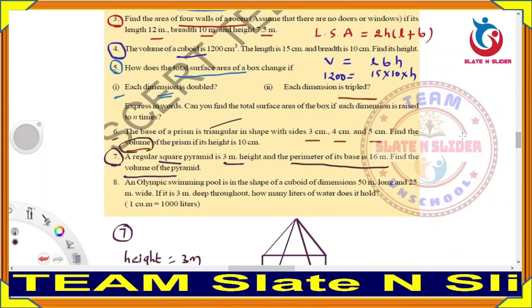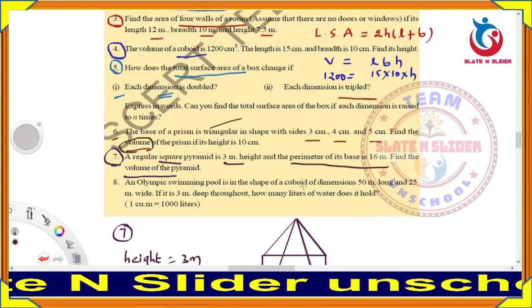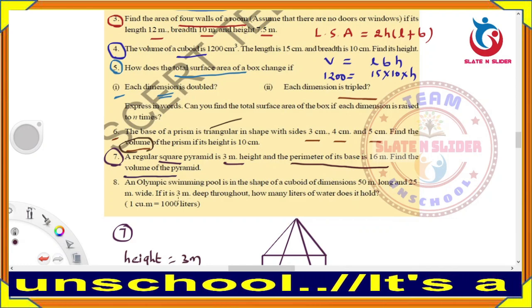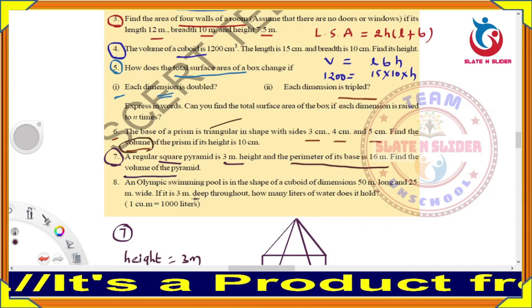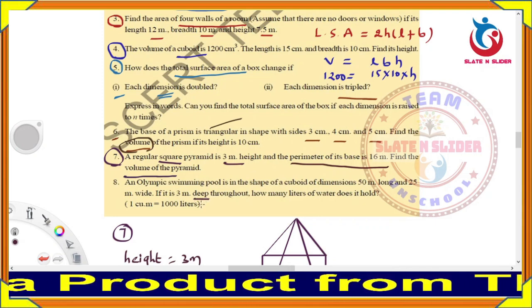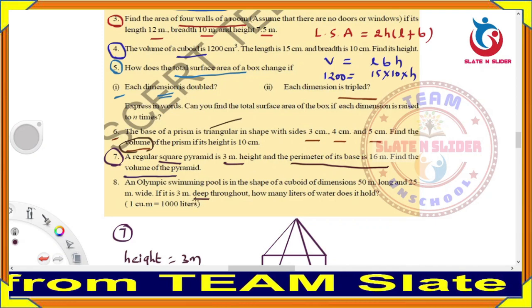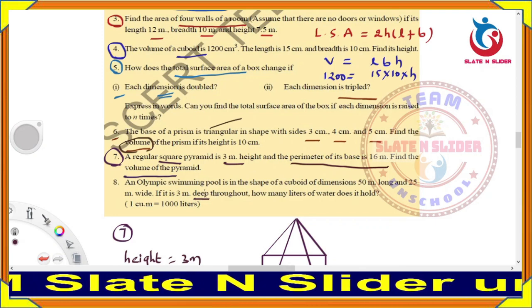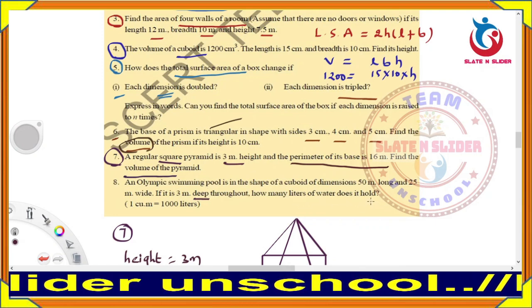And let us take the 8th one. An Olympic swimming pool is in the shape of a cuboid of dimensions 50 meters long and 25 meters wide and 3 meters deep throughout. Here instead of height it is dug out. That is why instead of height we should take deep, that is 3 meters. So we should find out the volume, and after finding the volume, how many liters of water does it hold?